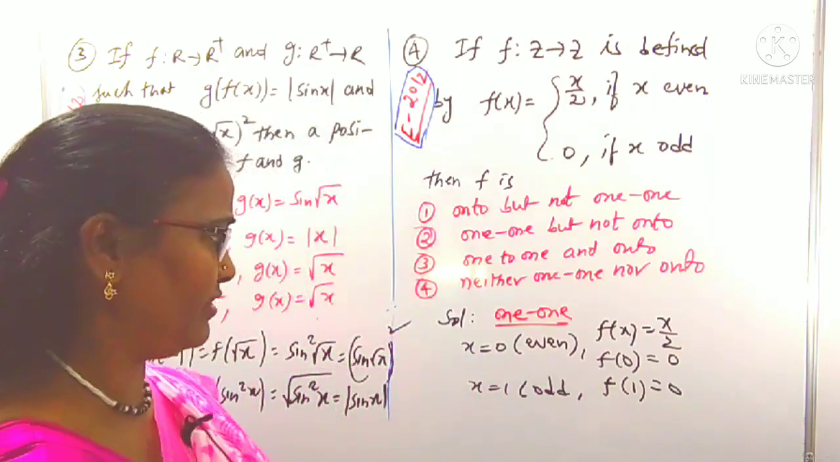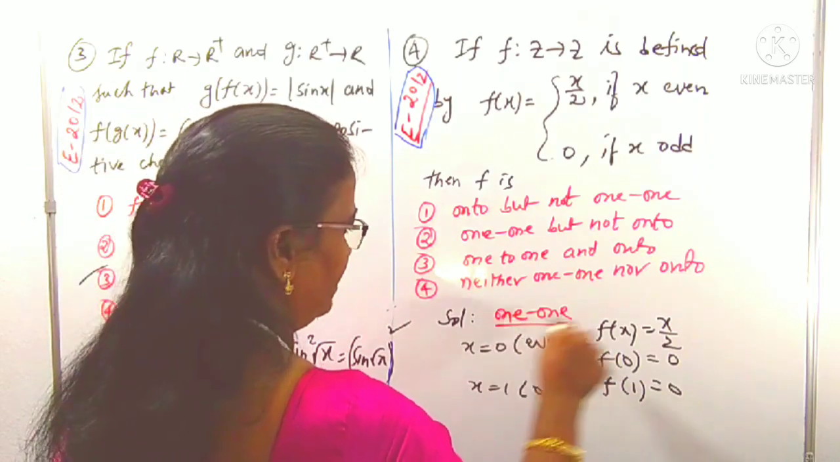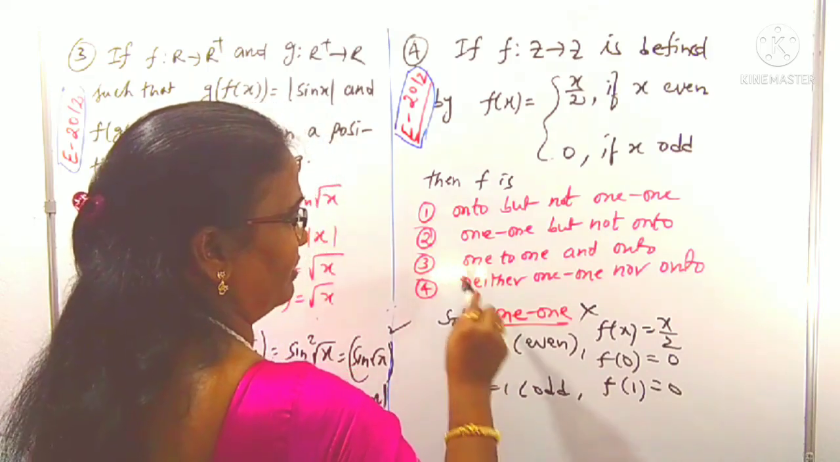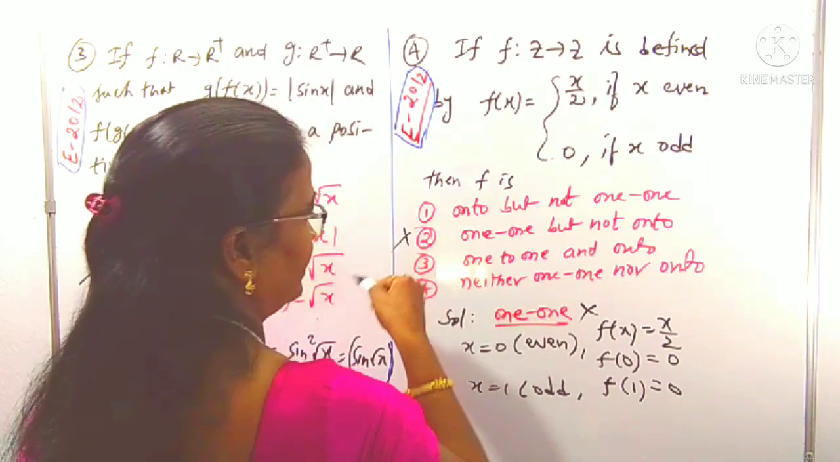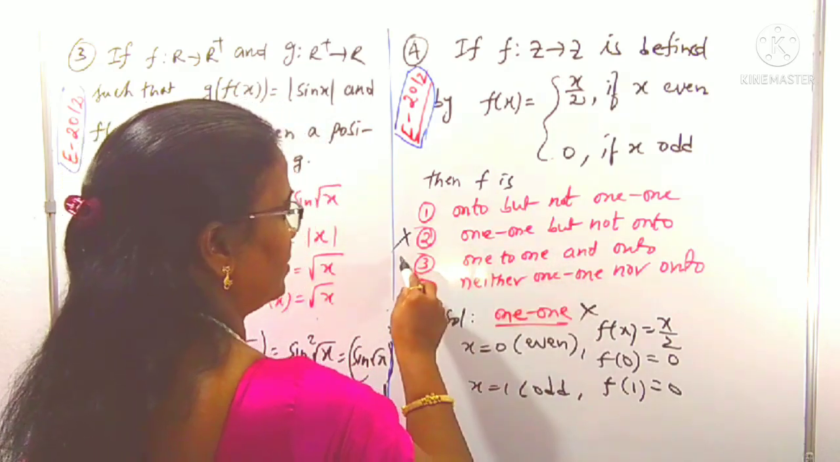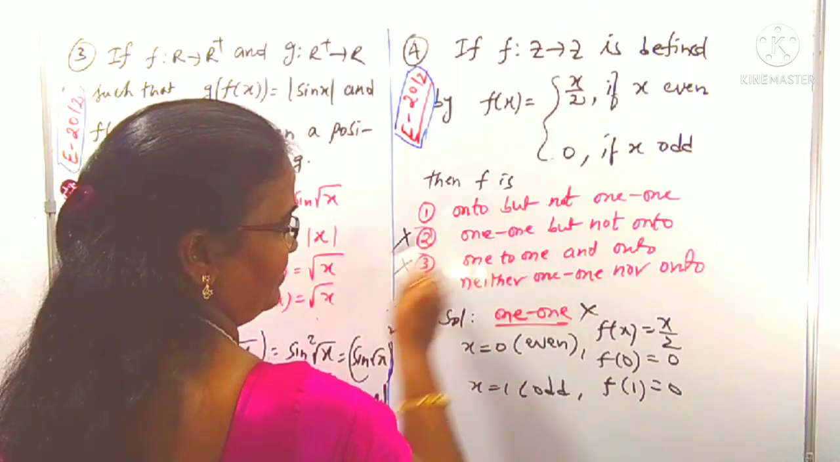Is it 1-1? It's not 1-1. Both have the same images, so it is not 1-1. So 1-1 is not the correct option. 1-1 and onto is not the correct option. Maybe neither 1-1 nor onto, or the first option may be correct.